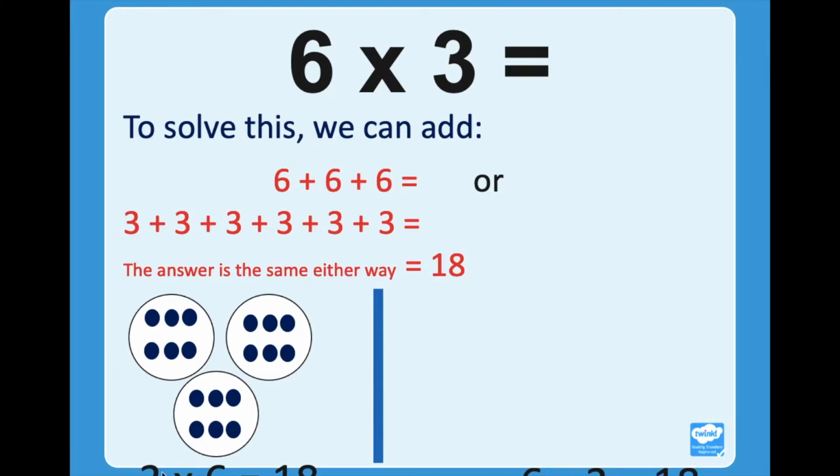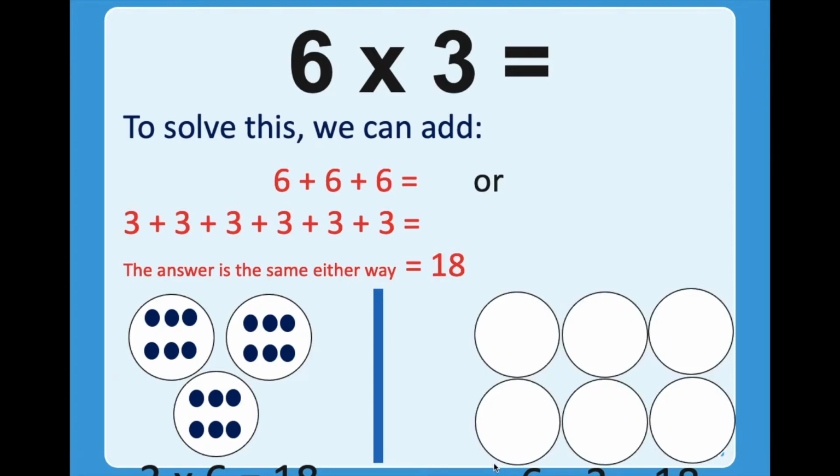It's like if I swap these around over here. Instead of having 3 groups of 6, I'm going to have 6 groups with 3 in them. So I have my 6 groups and I'm going to put 3 in each. If I count all the dots here, they are the same as this side. 18, 18. I've just swapped them around. Okay, so you can pick whichever way works for you.